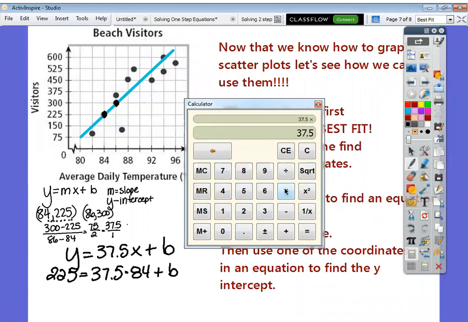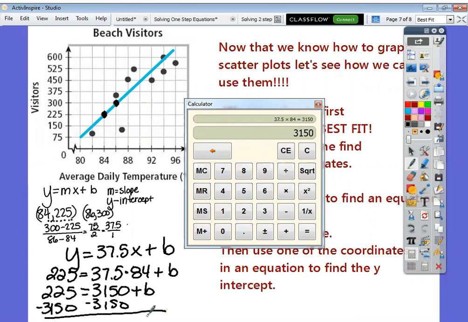37.5 times 84 comes out to be 3,150, plus b. So now I'm going to subtract 3,150 from both sides. And so my y-intercept, those are gone. So I'm going to go 225 minus 3,150. My y-intercept is kind of weird and wacky, but I'm going to explain it to you.